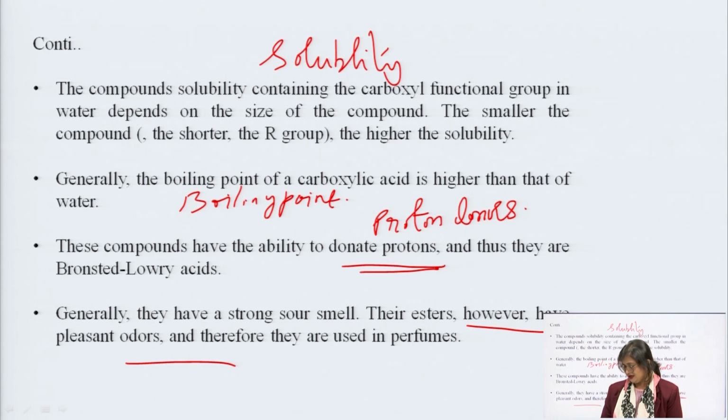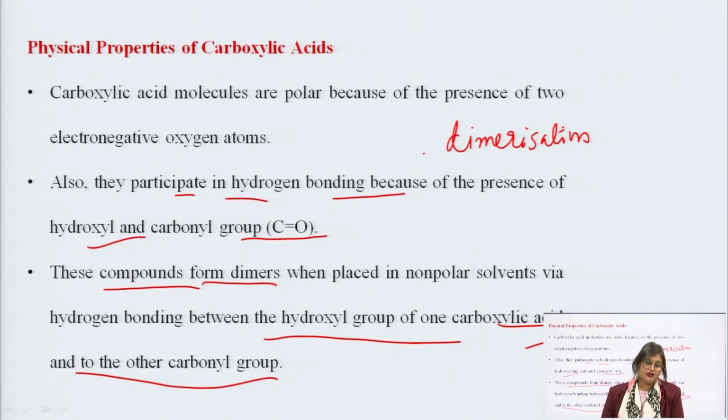Okay. Now, when we look into the physical properties again, while talking about polarity, they are polar compounds. Carboxylic acids, due to the presence of the hydroxyl group and the carbonyl group, are polar in nature. When these carboxylic acids are placed in any non-aqueous solvent, they tend to dimerize. They tend to form dimers, wherein the hydroxyl group of one acid forms a bond with the carbonyl group of another acid. So, dimerization happens.